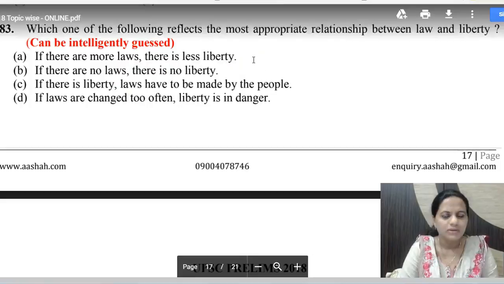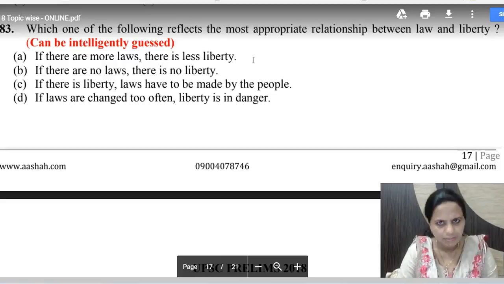Laws are also required. Laws do not mean liberty is lost. If there are no laws, there is no liberty, is the statement. If there is liberty, laws have to be made by the people. So laws are not made directly by the people, so that is not a statement making sense. Then, if laws are changed too often, liberty is in danger. So again, if laws need to be modified, the correct answer here basically is B. So some guesswork can help you in coming to this answer.